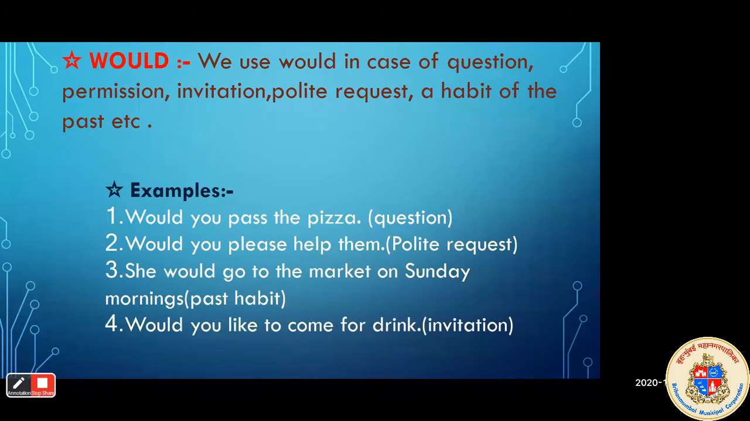She would go to the market on Sunday mornings. Okay, in the past, she was regularly going to the market. And in the fourth sentence, "Would you like to come for a drink?" Here, the modal verb would is used to give an invitation. Here he invites, yes or no? Invitation is the main function of the verb here.